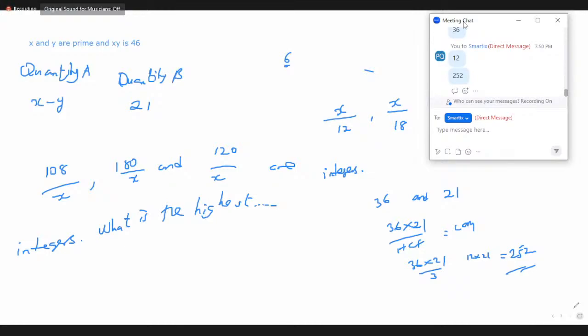Okay, so another way they can ask you an LCM question, they could have asked this question like, what's the least positive integer divisible by 12, 18, and 21? Same thing as LCM.